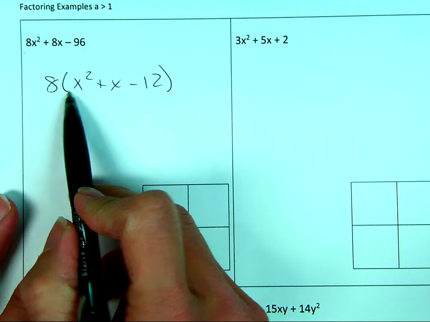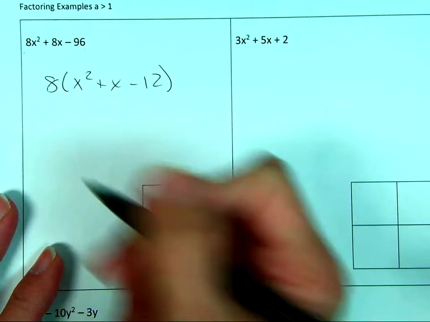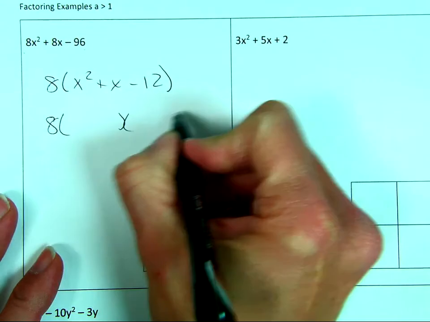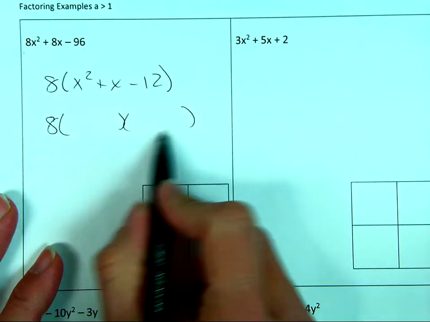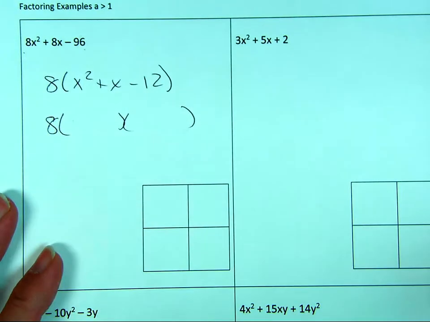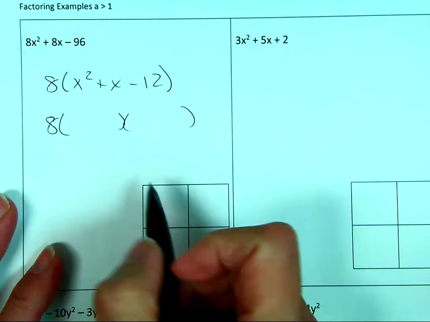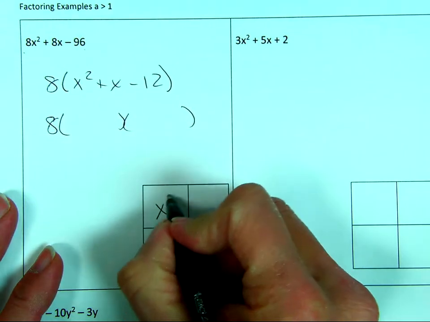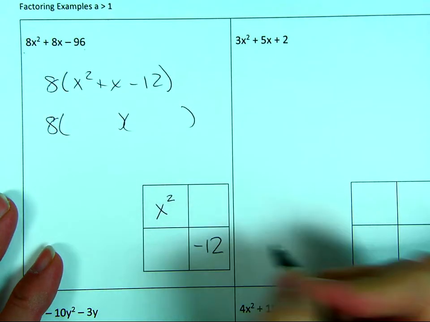Those are the easiest kind. Sometimes we say we don't use the box for those. But remember, you still have that 8 out there. We're going to figure out this using our box. Some of you already know how to do that without using the box, but we always put ax squared here. We always put c here.